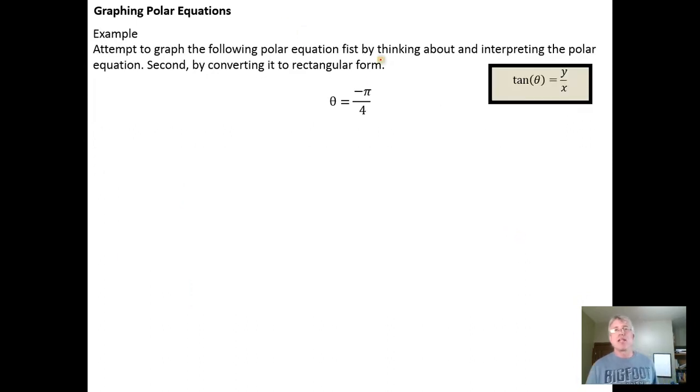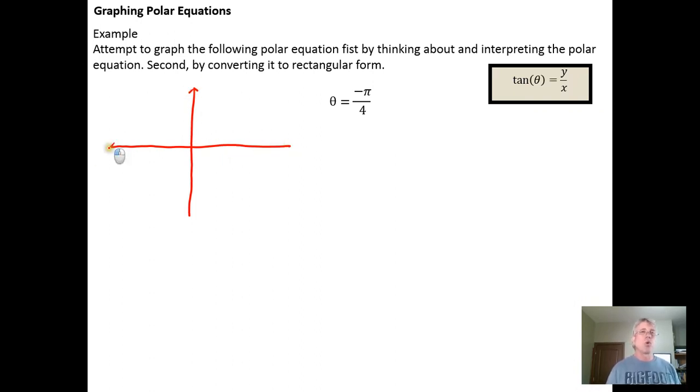So here I have theta equals negative pi over 4. This is a little more subtle, but it can also be done without converting into a rectangular coordinate system. So what you would think about is, if I'm in a rectangular coordinate system imposed over top of a polar coordinate system, so we just impose them one on top of the other, theta equals negative pi over 4. So remember, in polar coordinates, theta is the angle that we make with the radial axis, and the radial axis always corresponds to the positive x-axis if we've imposed the two coordinate systems on top of each other.